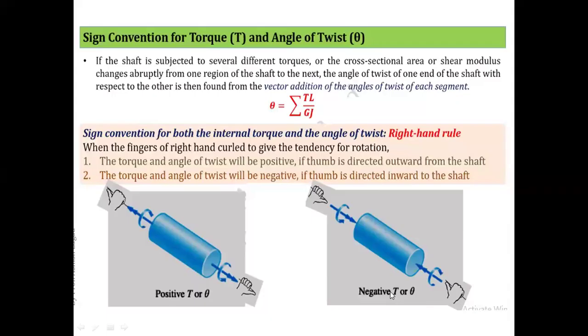Similarly, when we consider the direction of rotation and apply the right hand thumb rule again, the curled fingers will denote the direction of rotation, it will be like this. And when the thumb is away from the shaft, then the direction of torque and angle of twist is positive. So this is the thumb rule which we can use to define the direction of torque. For torque and angle of twist, always apply the right hand thumb rule. By applying it, we can define whether the torque is positive or negative. Based on these conventions, we'll solve some examples.